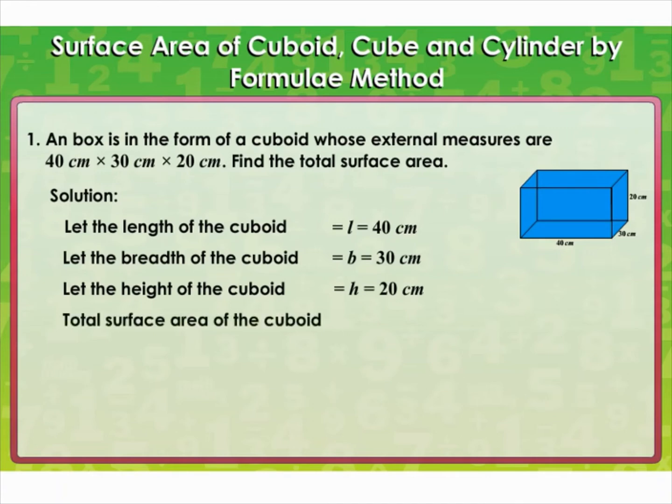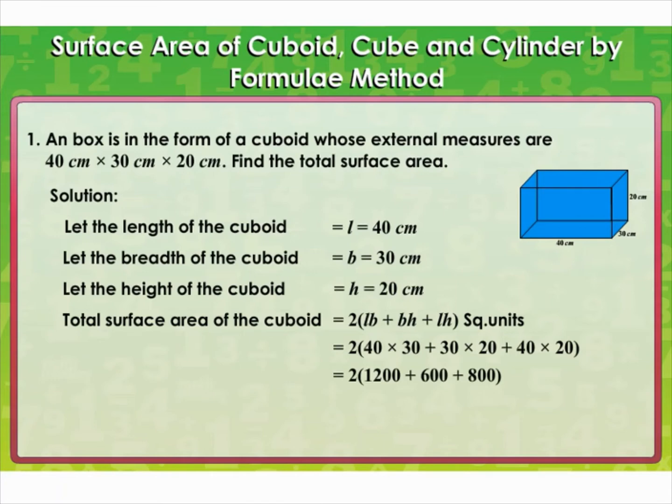Total surface area of the cuboid is equal to 2 into (LB plus BH plus LH), which is equal to 2 into (40 into 30 plus 30 into 20 plus 40 into 20), equal to 2 into (1200 plus 600 plus 800), equal to 2 into 2600. Total surface area of the cuboid is equal to 5,200 centimeters square.